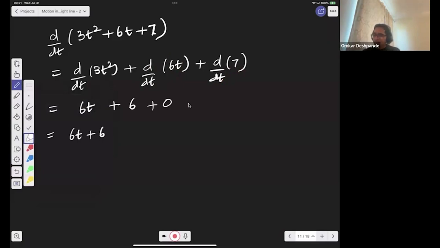Okay, and with practice, you can actually directly write what the derivatives are. So let's say I take t cube minus t square plus 10t minus 100. Can you try this? What would be the derivative of this polynomial?